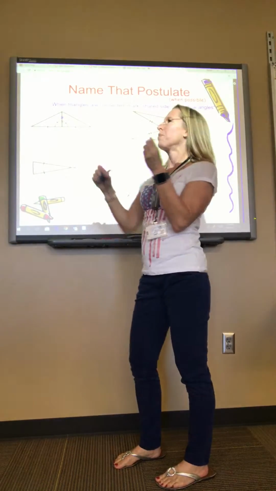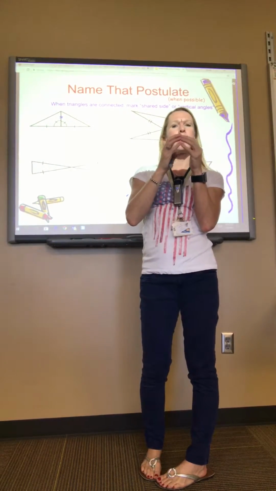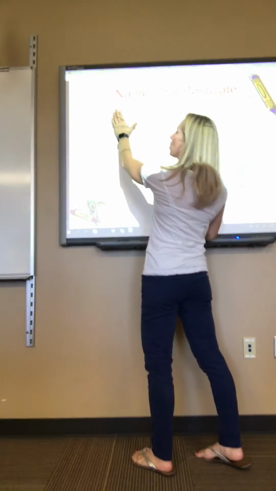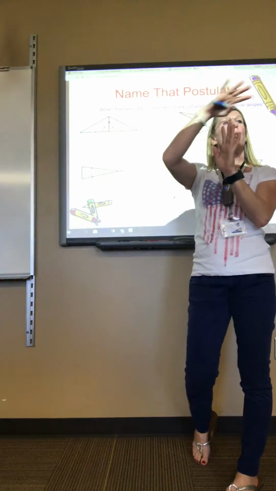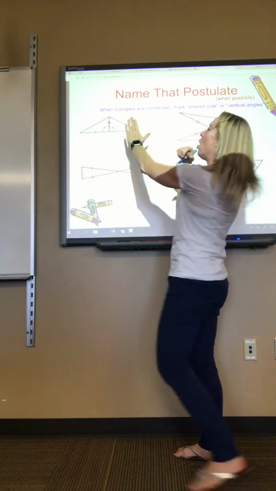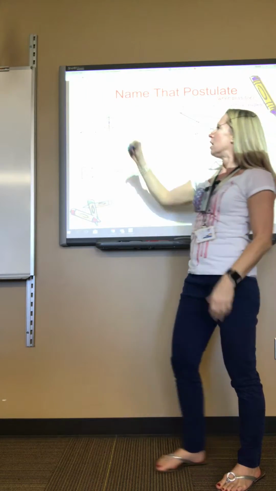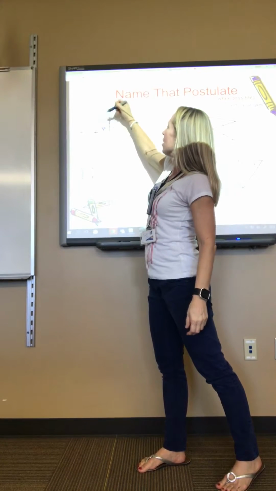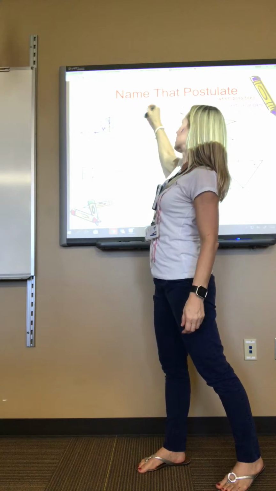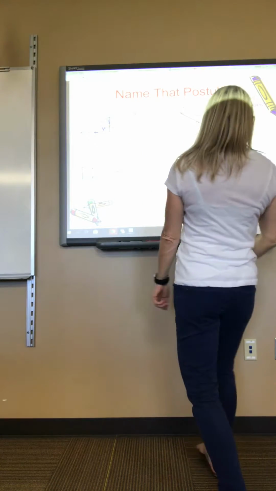Does that make sense? Now, if the triangles are connected, sometimes it helps to cover one triangle up because you're only going to look at one triangle at a time. Why would those triangles be congruent? Side, angle, side. SAS. That's right.